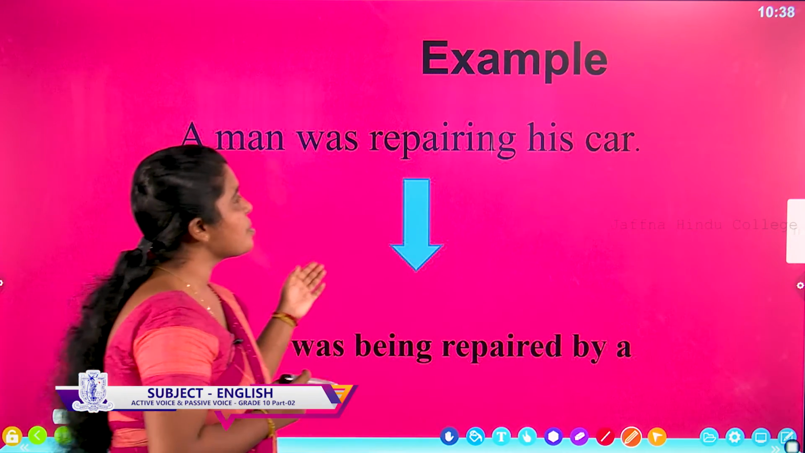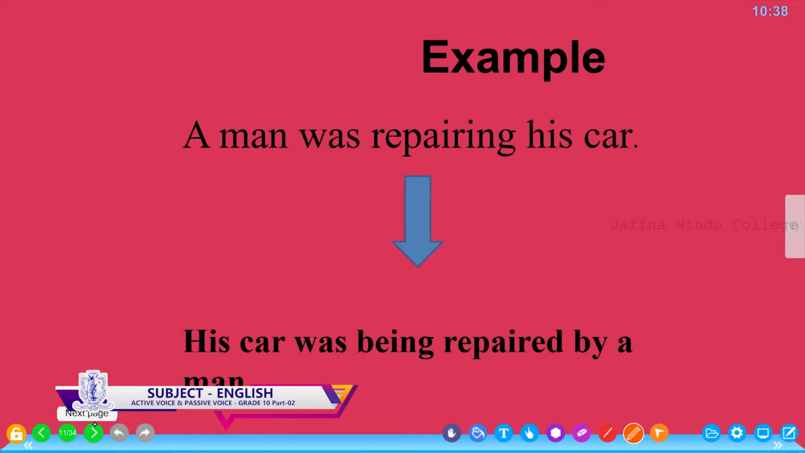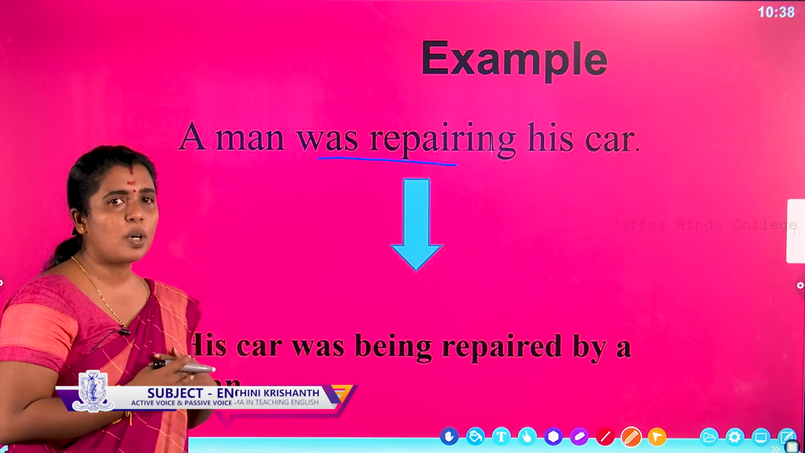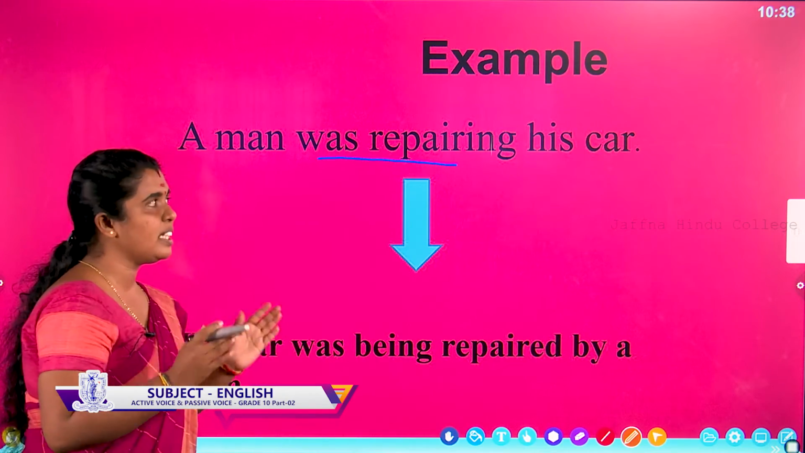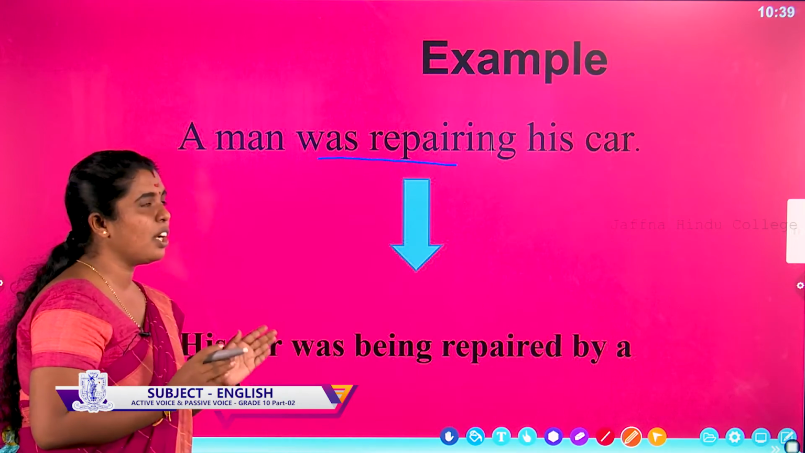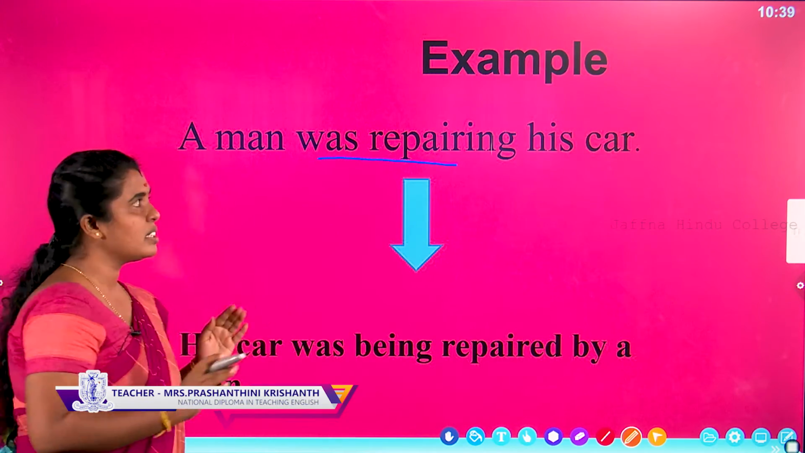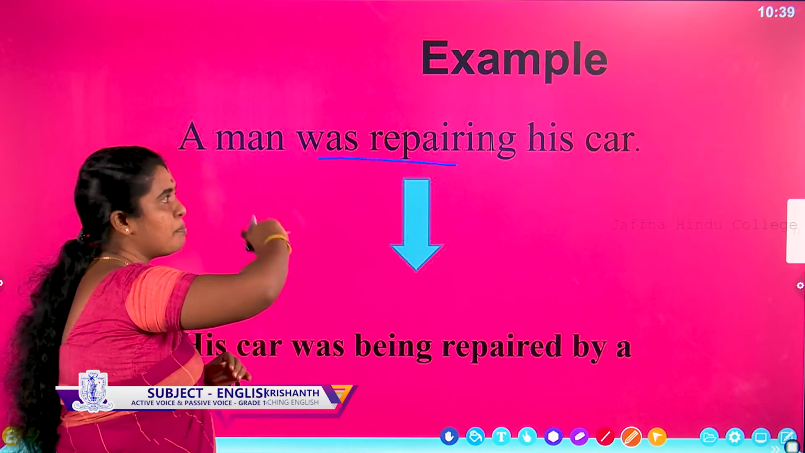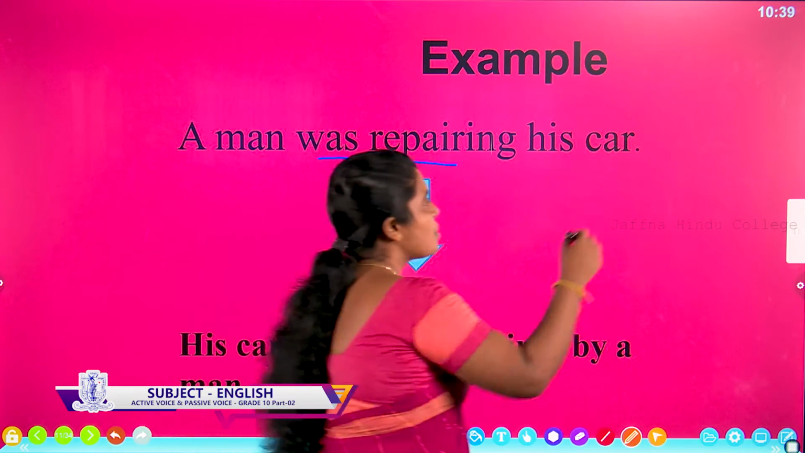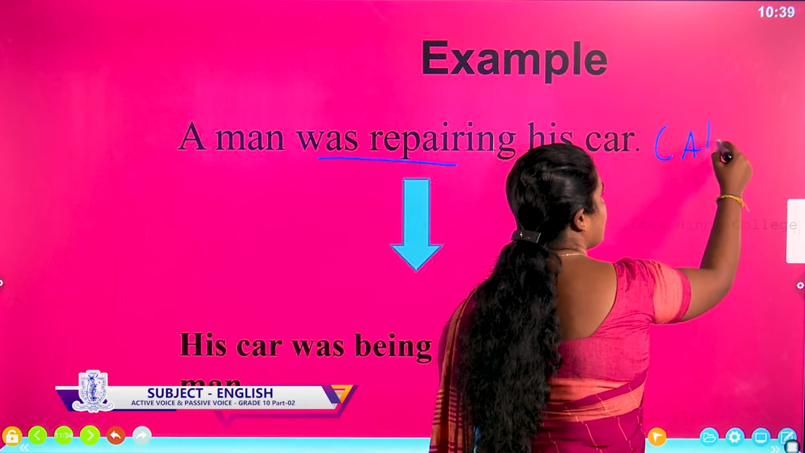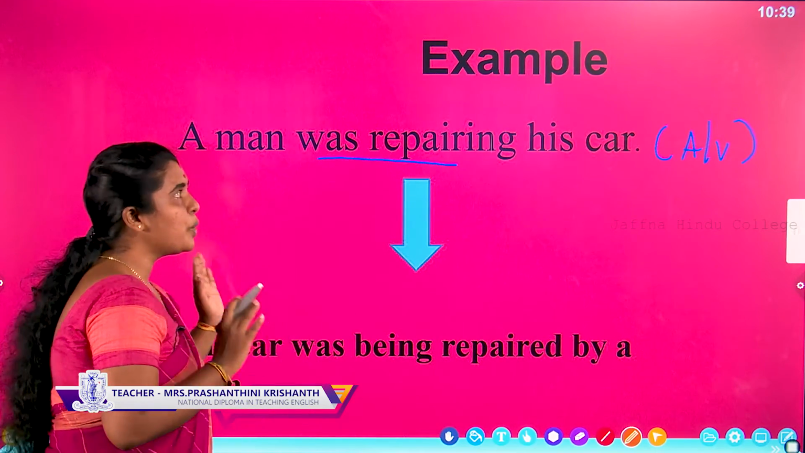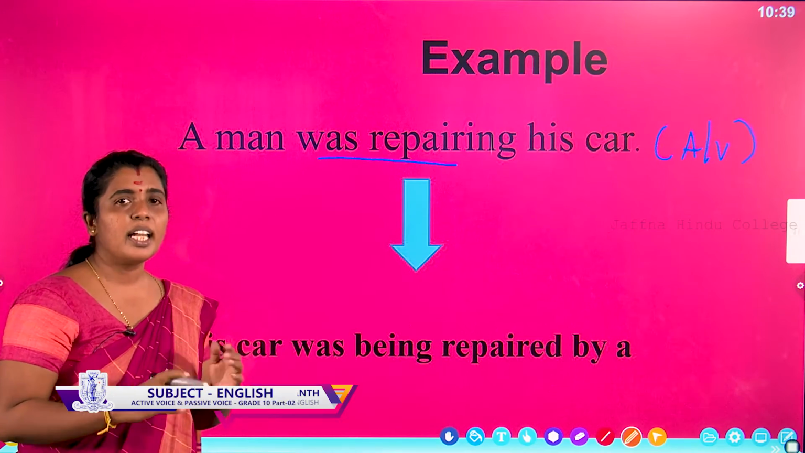Now see this example. A man was repairing his car, right? So see this verb, repairing. Before that, helping verb was. So was repairing. So definitely we know this is past continuous affirmative sentence, right? And the subject is there. Finally, the object is there. So subject, verb, object. So this is active voice, right? Active voice. So this is clear for you. Now we are going to change this sentence into passive voice.